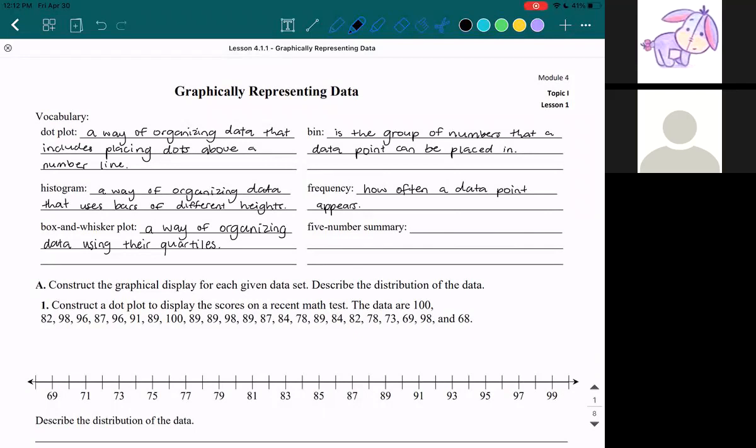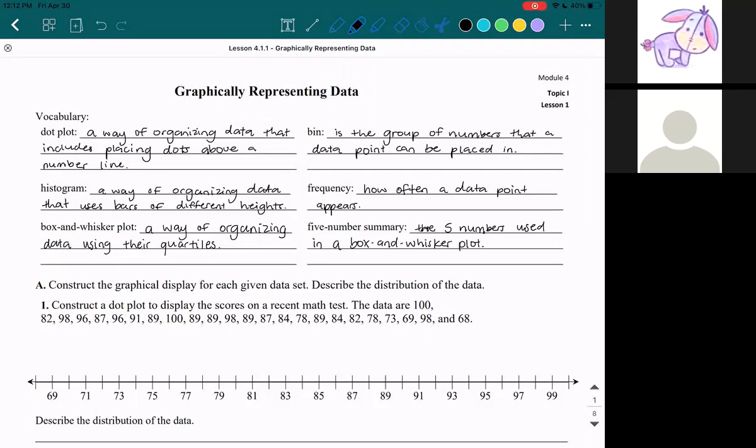And then 5-number summary. I can't spell. The 5 numbers used in a box and whisker plot. Okay, so here are our 6 vocabulary words, and they will become more clear to you later on as we get to them. So let's get to one of them.